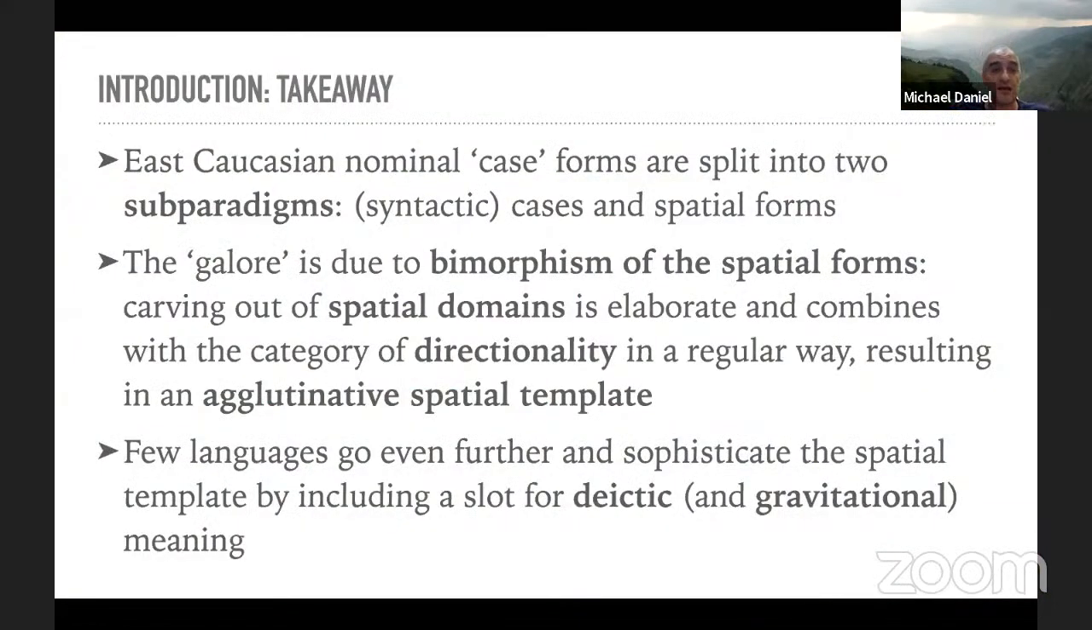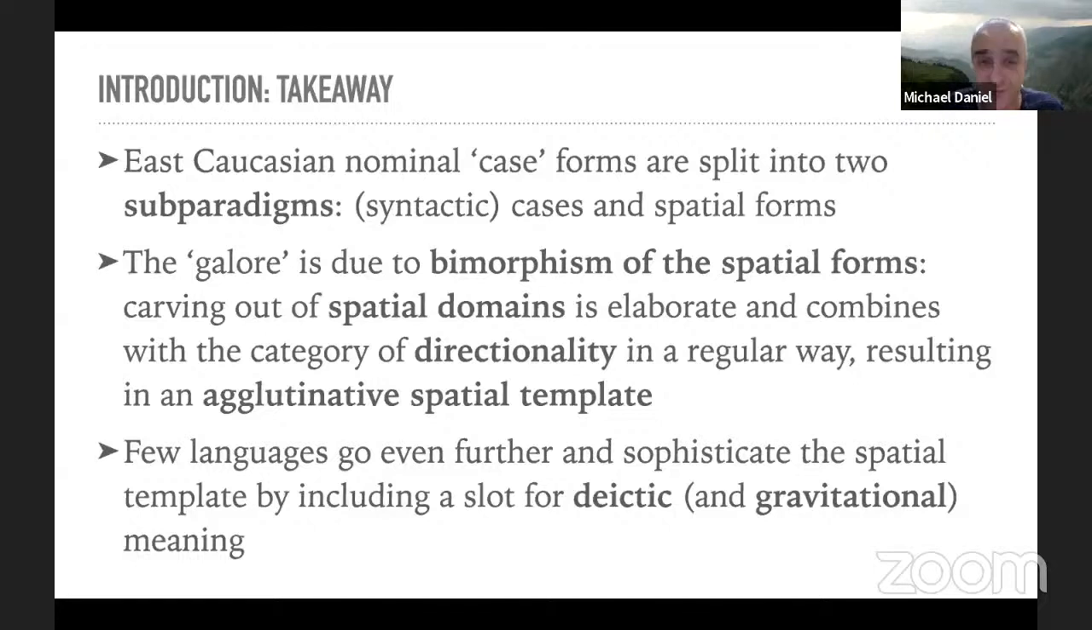Okay, so the takeaway from this introduction, before we go to the second part, is that East Caucasian nominal case forms are split into two sub-paradigms: syntactic cases, or simply cases, and spatial inflection, spatial forms. And the galore that Kubrick describes results from the bimorphemic spatial forms, a kind of combinability matrix morphology, where multiple spatial domains expressed by morphological means are multiplied by multiple values of the category of directionality, and form something which may be called a rich agglutinative spatial template.